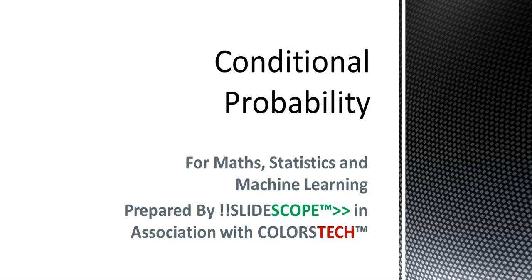Conditional probability is an important concept for mathematics, statistics and machine learning. Conditional probability, as the name suggests, is the probability of some event happening given that some other event is also there. So let's discuss conditional probability.